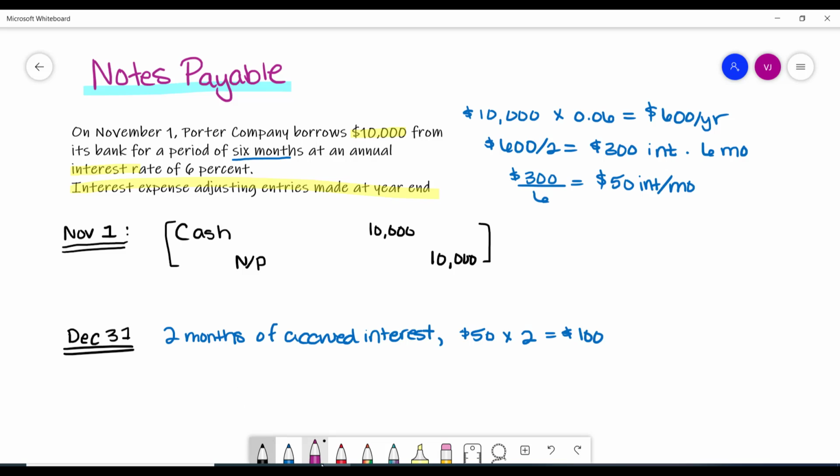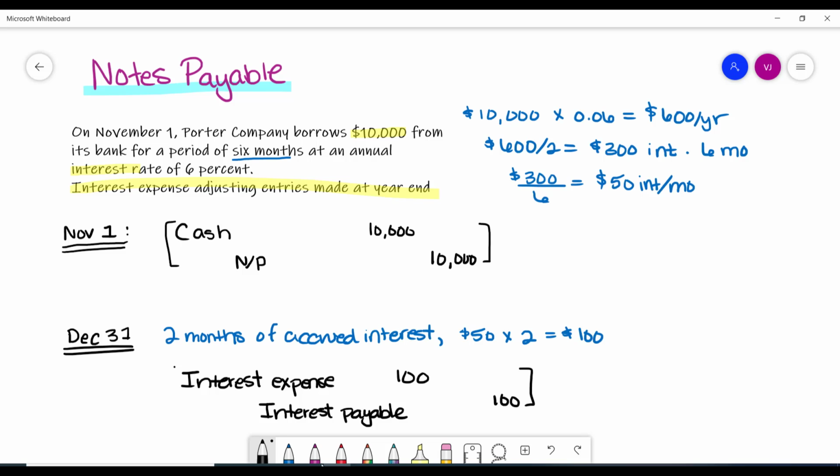So how are we going to record that? Well, we're going to debit interest expense because although we haven't paid it yet, it's still an expense because we owe it, right? Once the clock starts ticking on something like a loan, the interest starts building up. So we're going to debit interest expense for $100, and we are going to credit interest payable for $100 as well. And that interest will eventually be paid at the end of the 6 months.